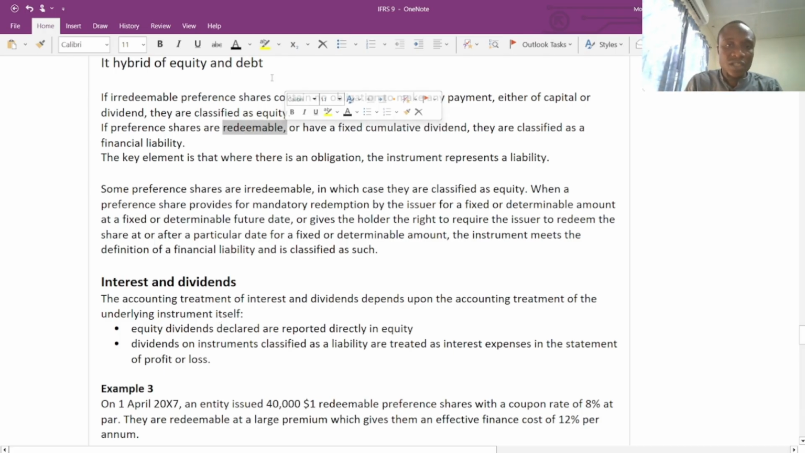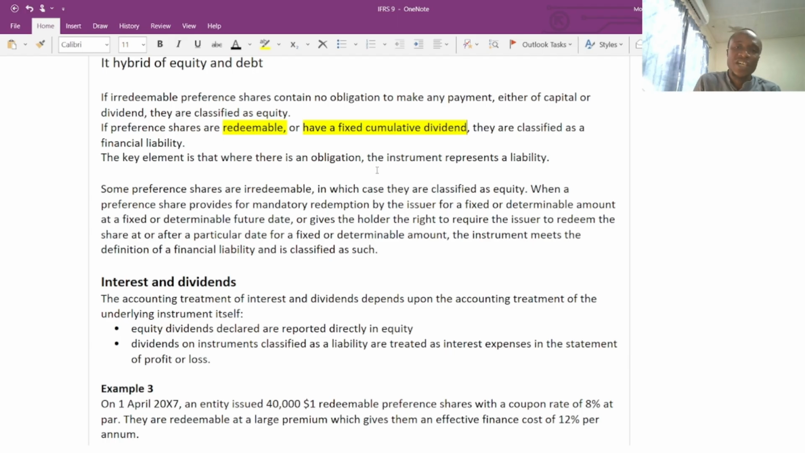very important concept. If they are redeemable or have a fixed cumulative dividend, for example, based on the contract agreement, on an annual basis the preferential shareholders will receive X rate of dividend. Because of that fixed cumulative dividend, we can't account for it as equity, because the company has an obligation to meet. The company has an obligation on an annual basis to pay the fixed cumulative dividend to the preferential shareholders.